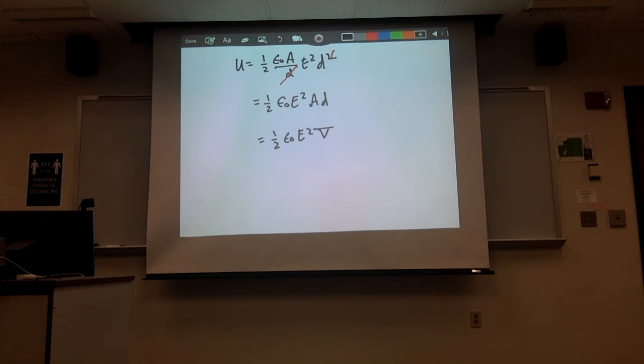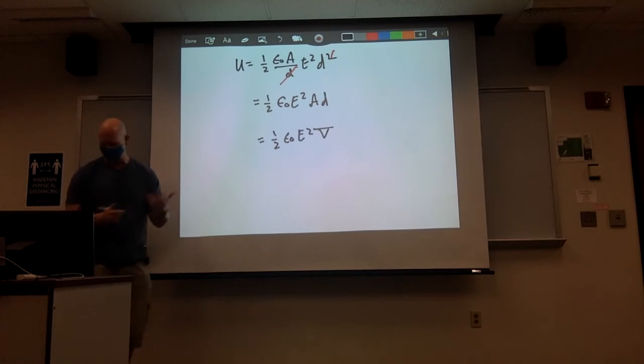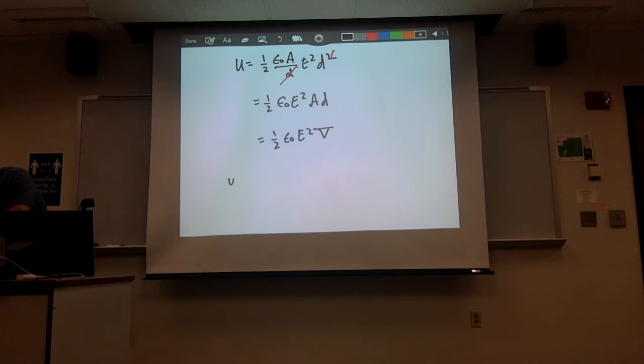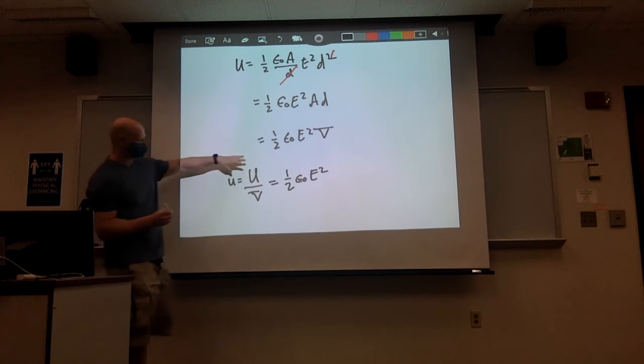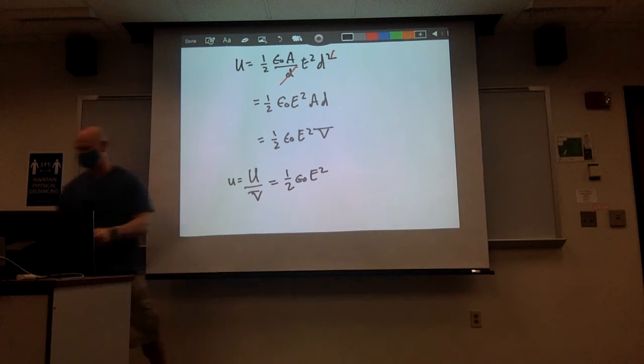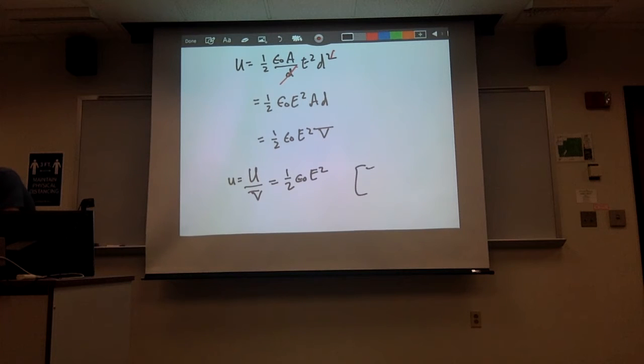So from here, we can define a new quantity. This new quantity is what's known as the energy density. So we can say the energy density, which is little u, is equal to capital U per unit volume, which means this is simply equal to 1/2 epsilon naught times the electric field squared. So energy density then has units of joules per meter cubed. So this is how much energy there is per unit volume.